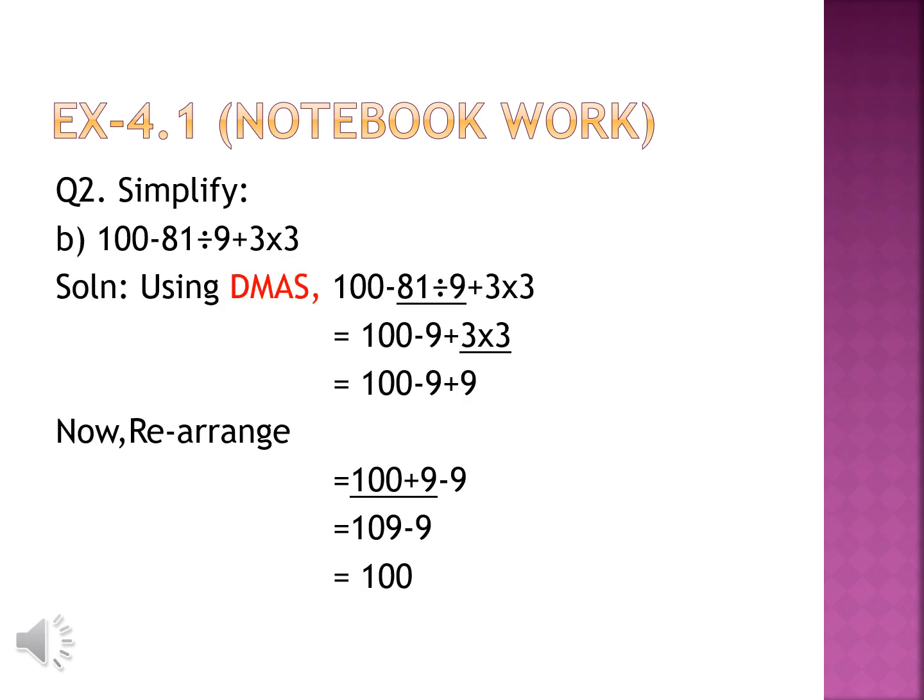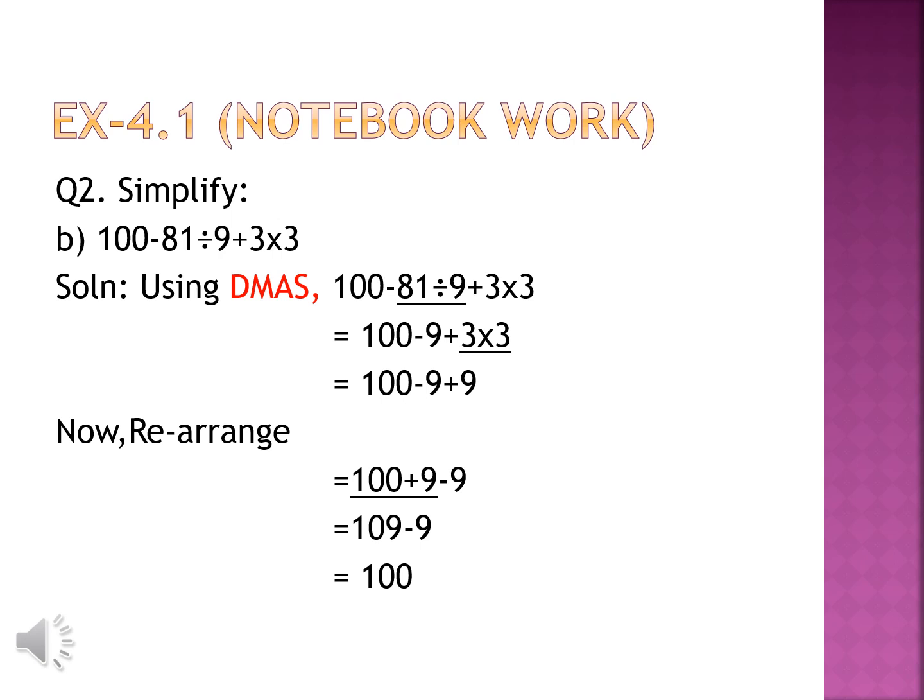Question number 2, simplify. B part, 100 minus 81 divided by 9 plus 3 multiply 3. So here we have 4 operations: subtraction, division, addition and multiplication. We have all the 4 operations here. So we have to select the preference according to the rule, and the rule is DMAS, right? So division first of all. So write the complete question again. Underline the step that you are solving. Like we are solving division, so I have underlined 81 divided by 9. The rest of the numbers and the rest of the signs remain the same.